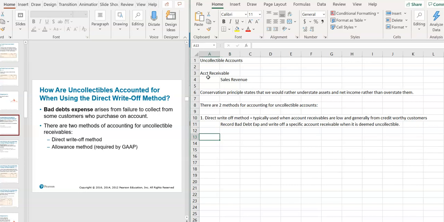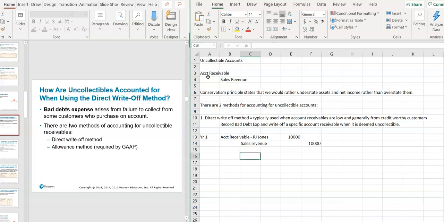So let's say in year one, I have an account receivable from R.J. Jones, and sales revenue, $10,000. At the end of year one on my balance sheet, I have an accounts receivable of $10,000, and I have sales revenue on my income statement of $10,000. So it looks like I earned $10,000.